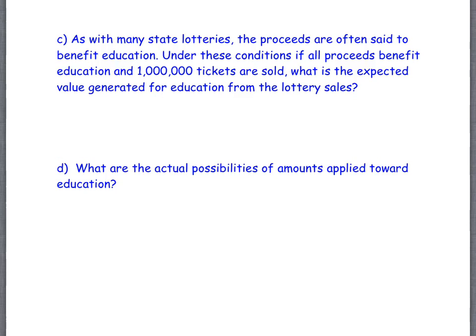As with many state lotteries, the proceeds are often said to benefit education. Have you ever heard something like that before? Yes, I've heard it before as well. Under these conditions, if all the proceeds benefited education and 1,000 tickets were sold, going back to the question you asked initially, Kinsey, it doesn't necessarily mean there's 55 million and one tickets sold. There's 1,000 tickets sold with the conditions in Part C. What is the expected value generated for education from the lottery sales?